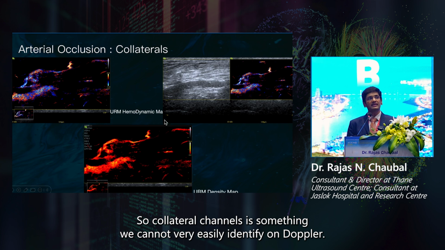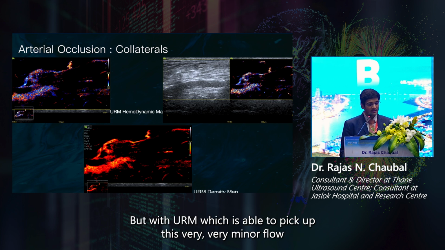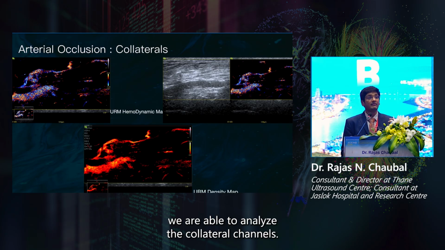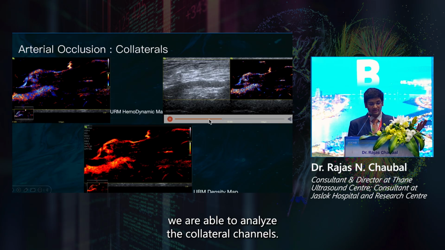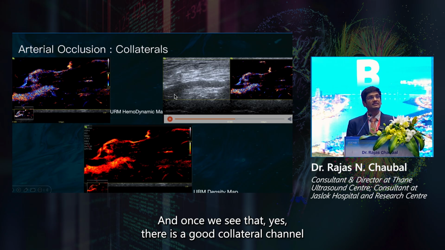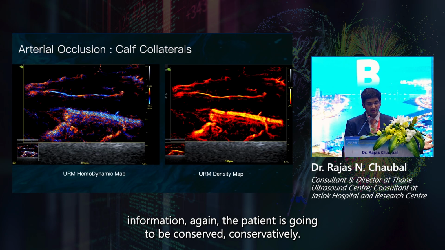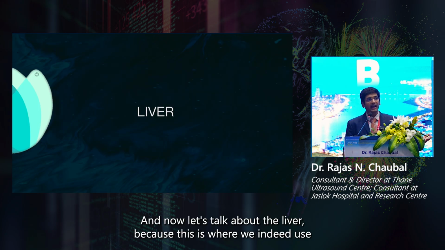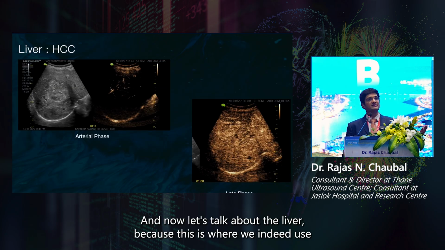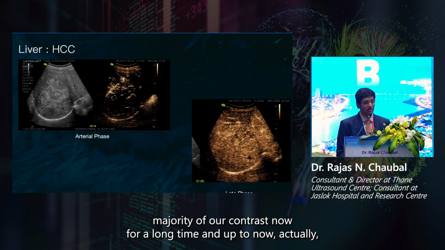But what is making a difference with the URM is our ability to see the collateral channels. Collateral channels is something we cannot very easily identify on Doppler, but with URM, which is able to pick up this very, very minute flow coming through the vessels, we are able to analyze the collateral channels. And once we say that yes, there is a good collateral channel formation, again the patient is going to be managed conservatively.